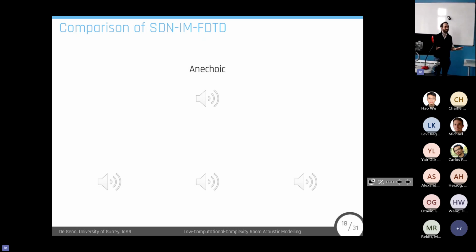I think there is quite an expert listener in the room, so I'm quite scared this time. I've given this a few times, but anyways. So I'll play back first the anechoic one.